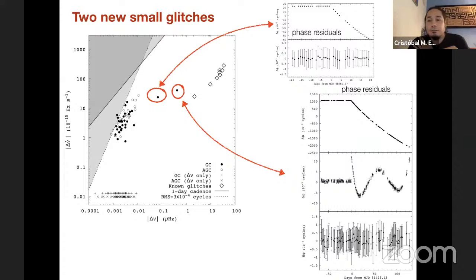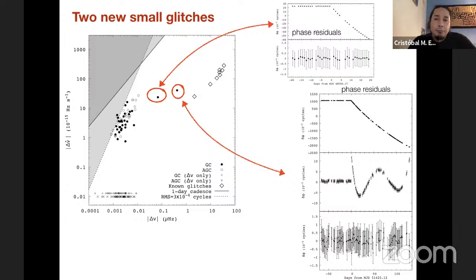Considering the definition that we have for glitches, it's very hard. There's no way to actually dismiss these ones as glitches. Here I show the phase residuals for the two of them. The smallest one is very small, but you can see that the signature in the phase residuals is very clear. And when you fit for the glitch, you get flat residuals.